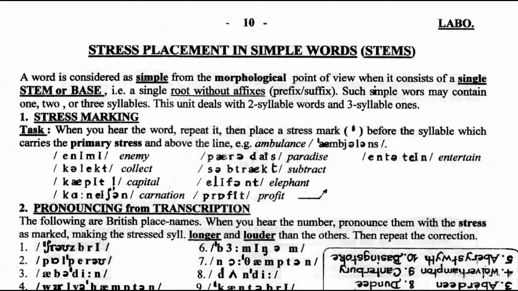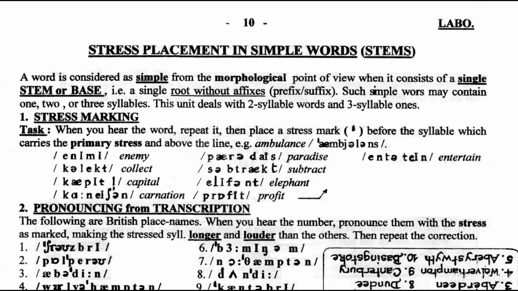Hello everyone. This lesson in phonetics is entitled Stress Placement in Simple Words. Before we start, we need to first understand what we mean by simple words. A word is considered simple from the morphological point of view when it consists of a single stem or base. That is to say, a single root without affixes.